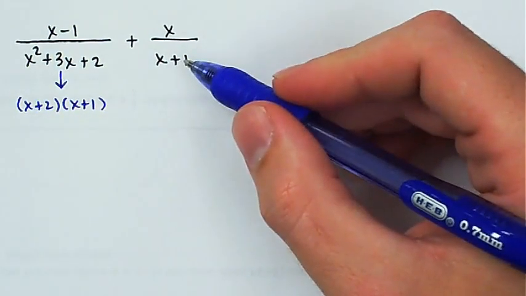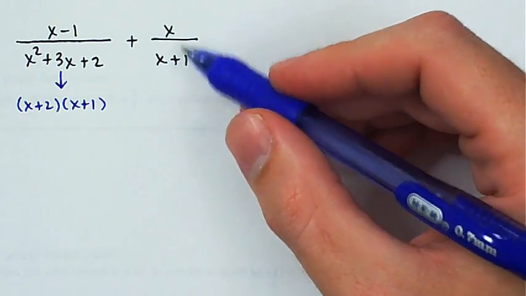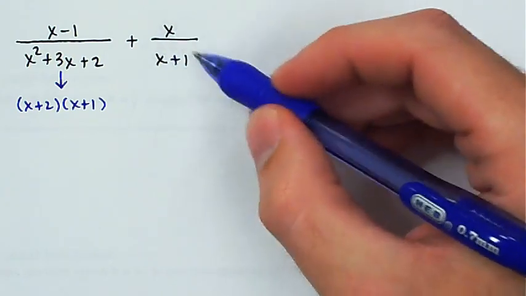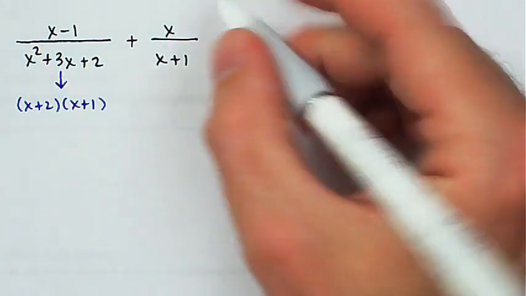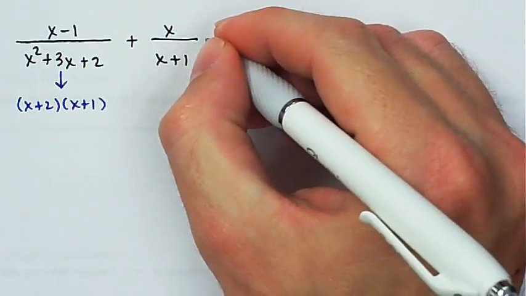Well, I already have this x plus 1. Okay. So all I'm going to need to do is work on this one to get that same denominator, probably by multiplying on top and bottom by x plus 2.